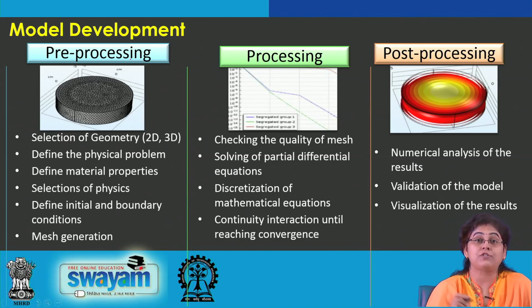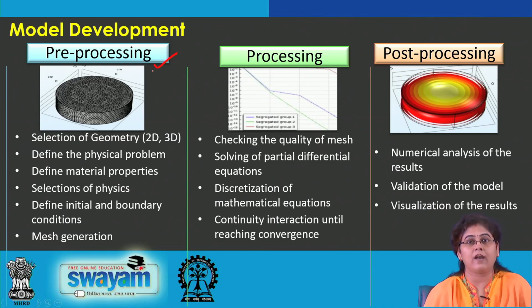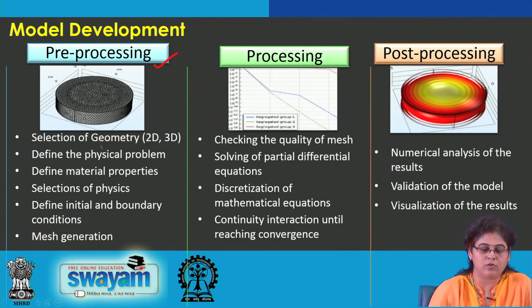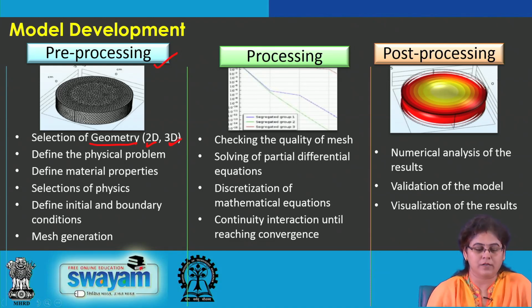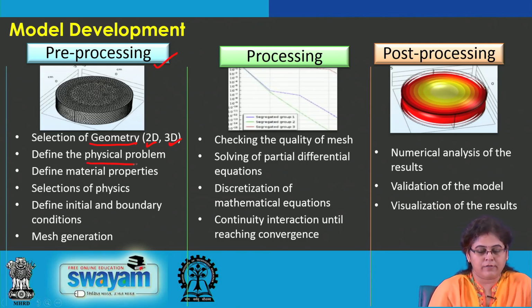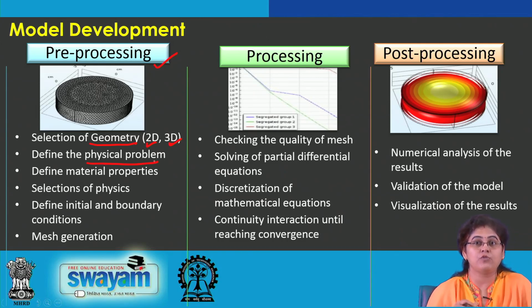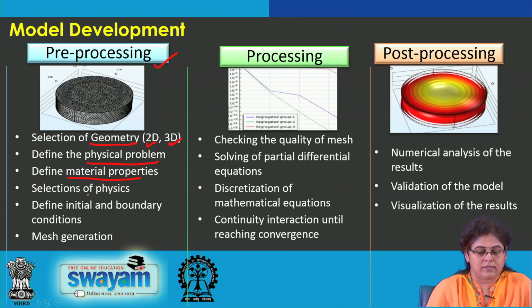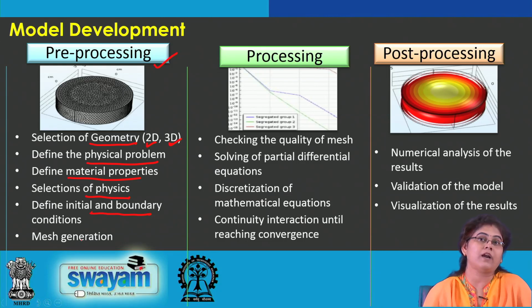So, for model development, three stages are normally practiced. The first one is the pre-processing stage. In the pre-processing stage, we have to select the geometry of the food material or the dryer that should be taken into consideration. For geometry selection, we can select either 2-dimensional geometry or 3-dimensional geometry, which again depends on the type of problem that we are going to solve. Then we have to define the physical problem, what is the exact physical problem for which we are developing this model. We have to define the material properties, selection of physics, then define the initial and boundary conditions, and a very important part is the mesh generation.